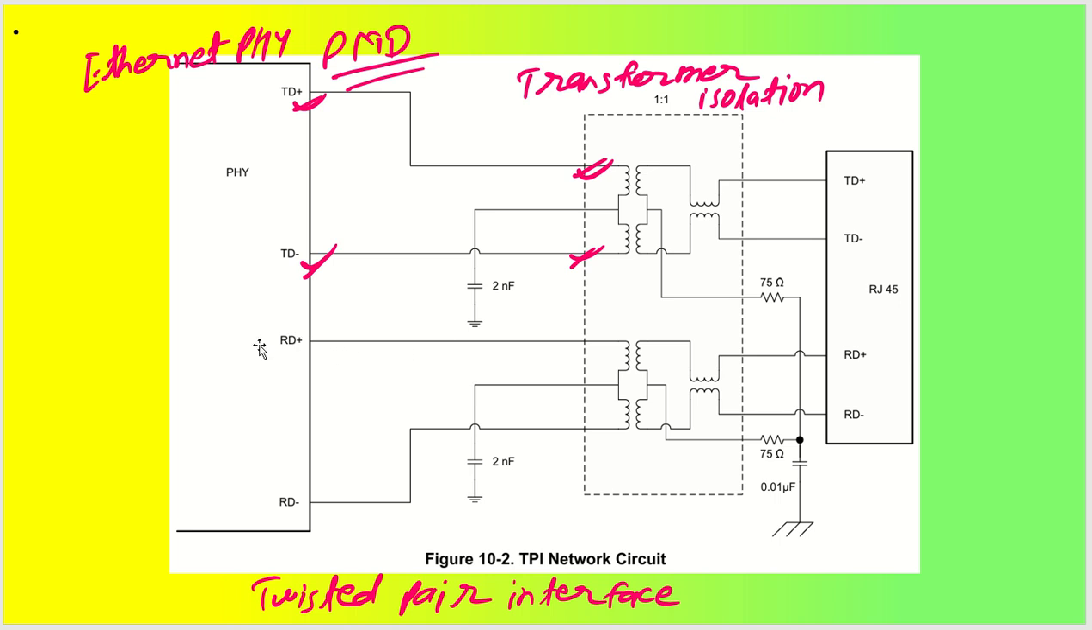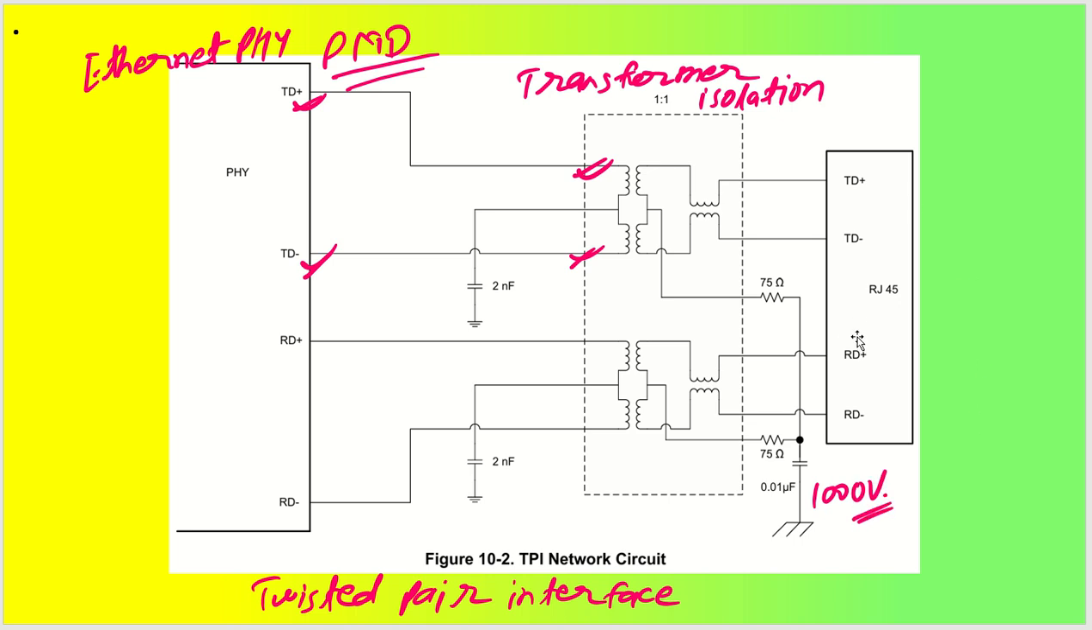Similar to that, we have the differential signal RD plus and RD minus, the receive data input, which is also connected to the transformer. This transformer gives the output to RD plus and RD minus, and it is also center tapped with a 75 ohm termination resistor. Then both of them are terminated through a 0.01 microfarad capacitor. This capacitor is utilized for removing spikes, and it has a rating of around 100 volts.